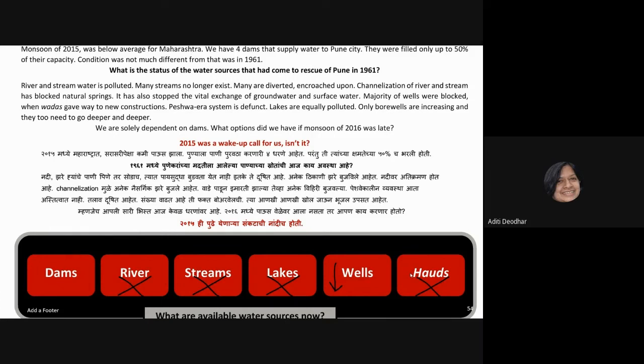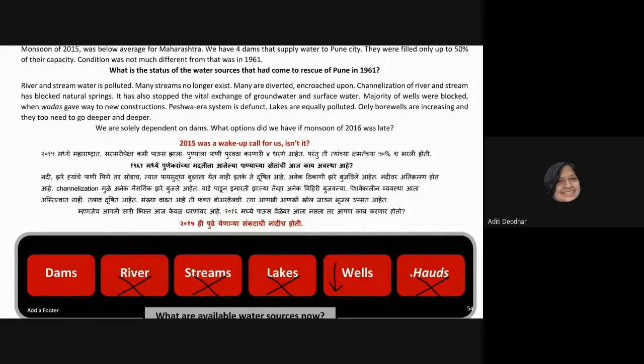And we wondered what water sources we have. Because we say that with the advent of climate change, the monsoon is going to get more erratic, so this 2015 can repeat. So we wondered, let's map what the alternate water resources are.